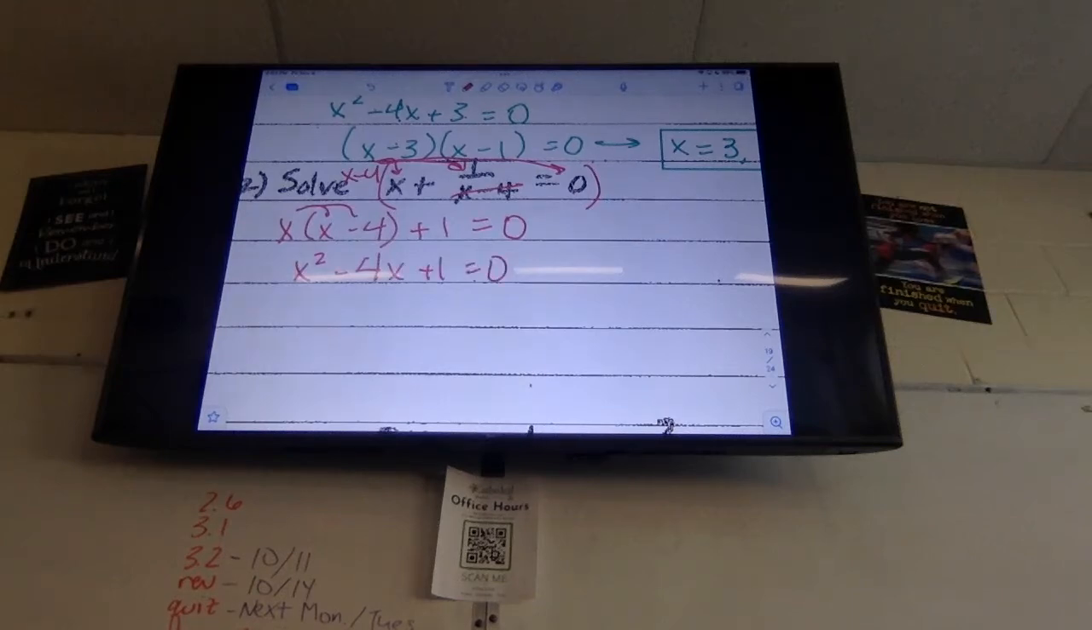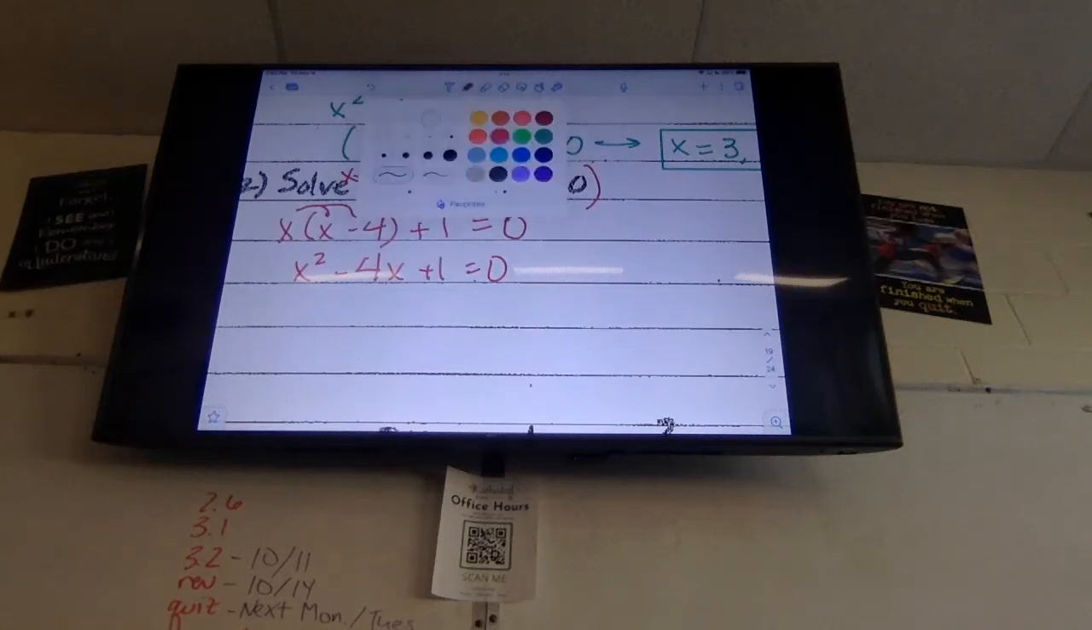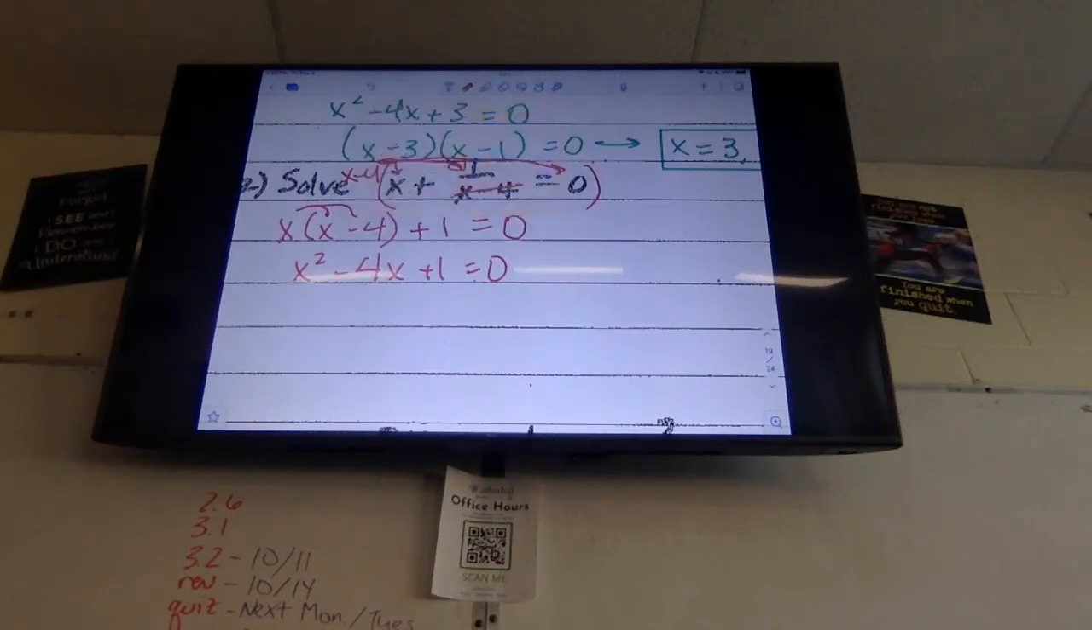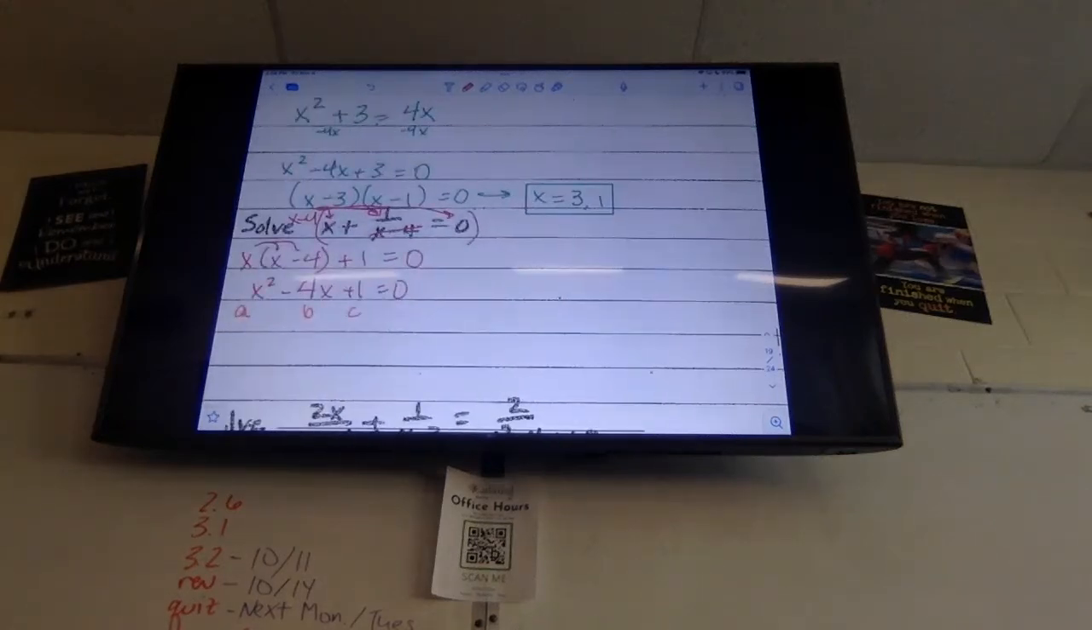And then now again I have a quadratic where I can either factor it or do the quadratic formula. I would argue that this is probably not a very good factoring problem. It doesn't factor easily, so let's do the quadratic formula. I've got A, I've got B, I've got C. Let's plug and chug. X equals negative B, so positive 4, plus or minus the square root of B squared minus 4 times A times C, and then all over 2 times A.